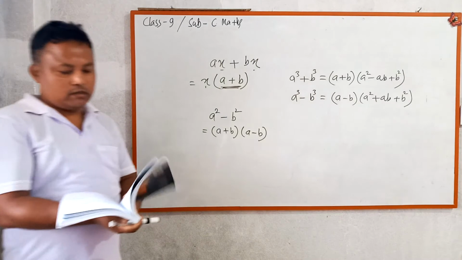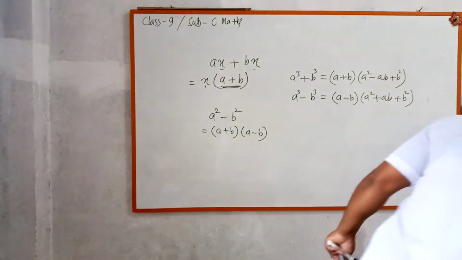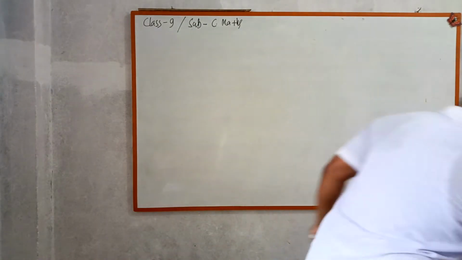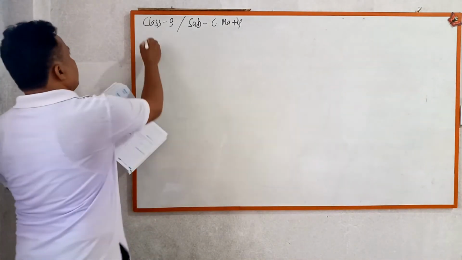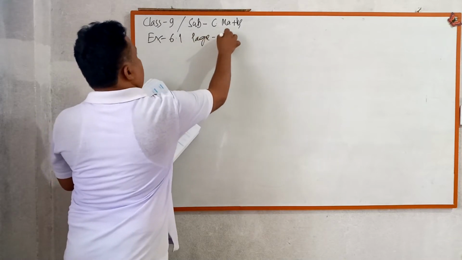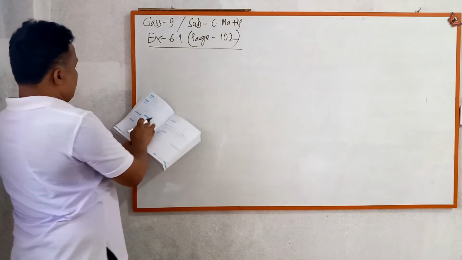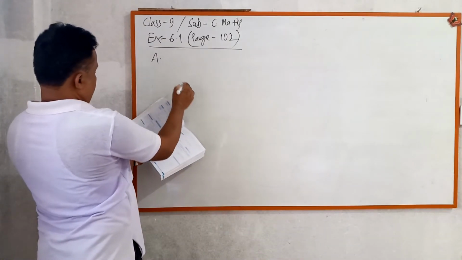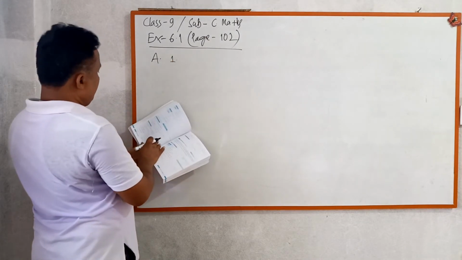So let's start exercise 6.1 factorization. We will do some questions from the exercise. Everyone take out your book and turn to page number 102, exercise 6.1. Very short questions. Number 1, factorize.